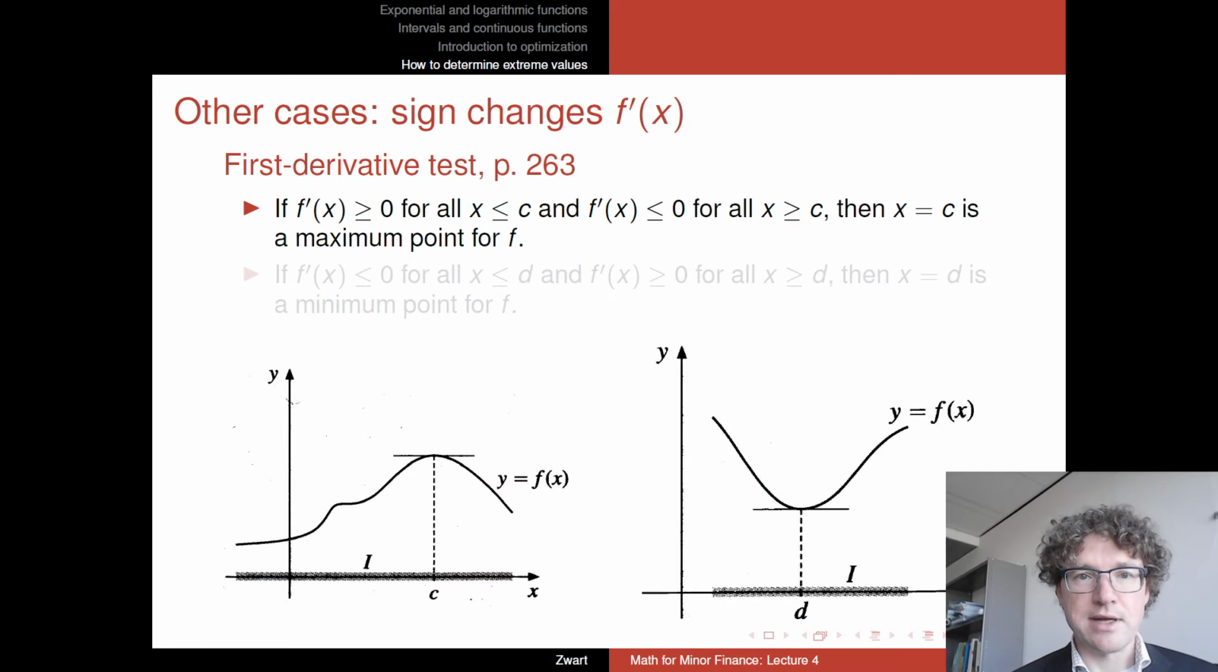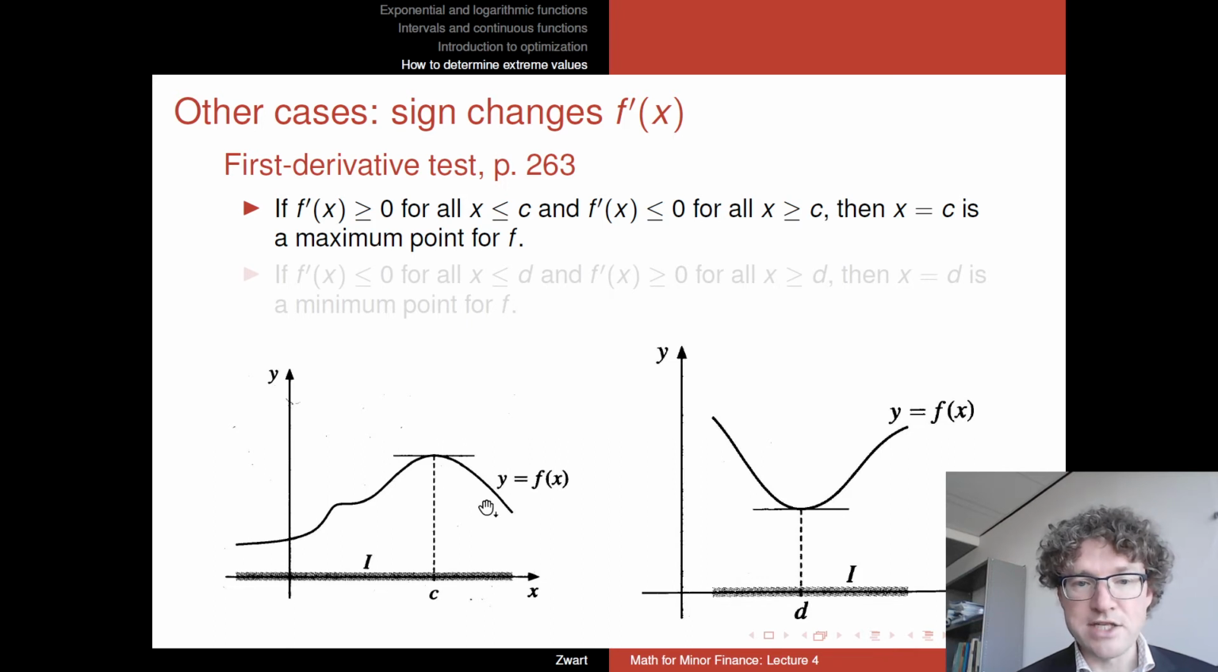So let's have a look at what this sign change tool basically means. If we know that a function has a stationary point, so here on the left hand side we see a stationary point at x equals c, and f prime equals 0, that's what the stationary point at c is. If we furthermore know that for each x smaller than that stationary point c, the function is increasing, or f prime is bigger than 0, it's upward sloping.